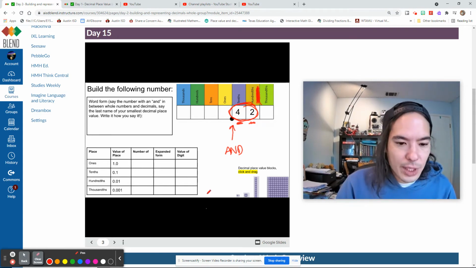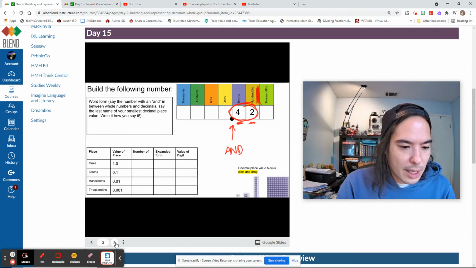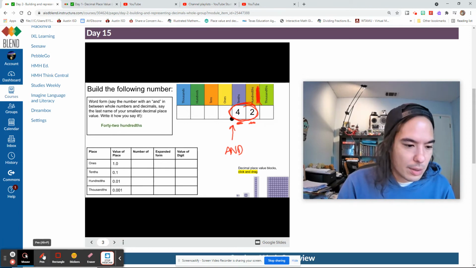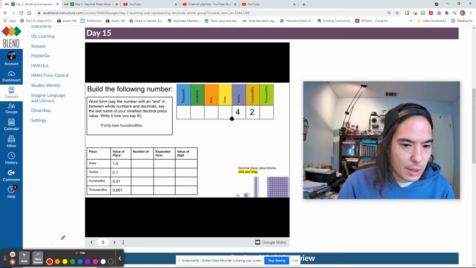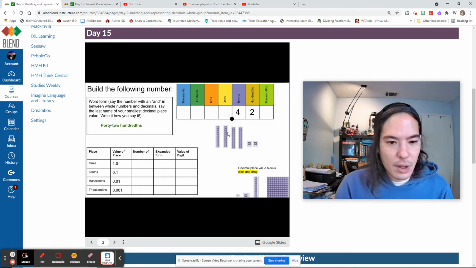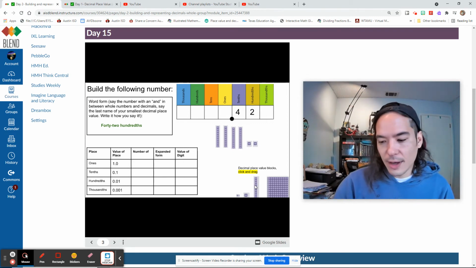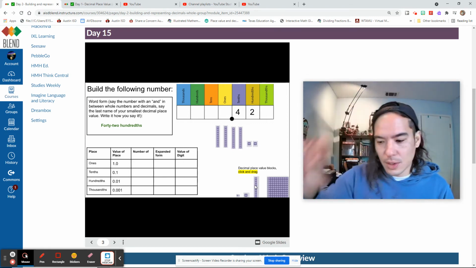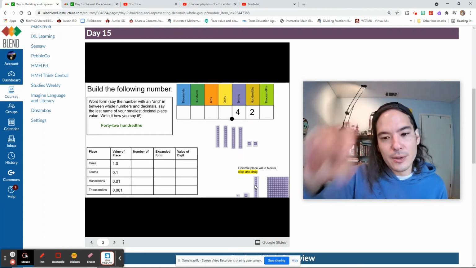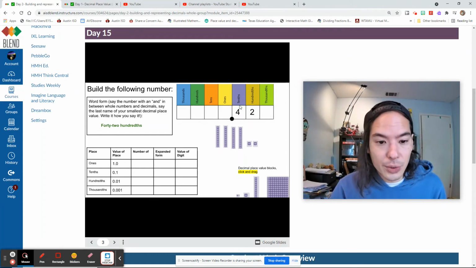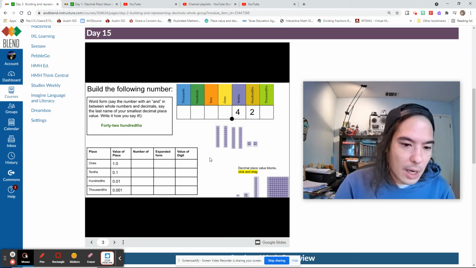Now, if we wanted to show what 42 hundredths looks like in pictures, let me clear this out real quick. Okay, and there's 42 hundredths in a picture, right? We have 4/10 and we have two of these hundredths. So 4/10 and 2 hundredths would equal 42 hundredths. Just say the number and then the smallest place value.